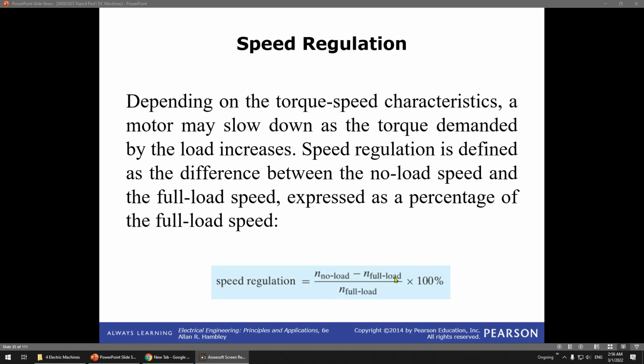So no load minus full load. No load, which is much faster. This one is slower. Full load means that the load is at full capacity. Make sure you understand what is meant by full load. For example, if the motor is rated at 5 horsepower, full load means that the load is 5 horsepower. Speed regulation is the no-load speed minus the full-load speed, divided by the full-load speed. The smaller the number, the better the motor.